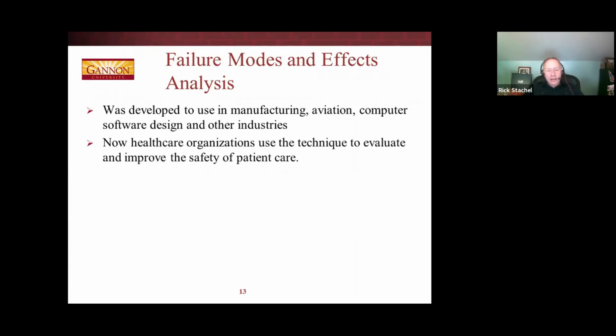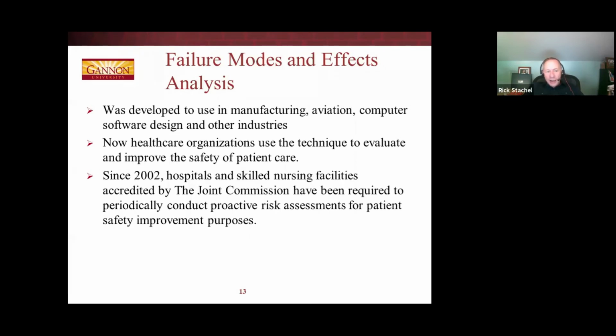Now, healthcare organizations use the technique to evaluate and improve the safety of patient care. And since 2002, hospitals and skilled nursing facilities accredited by the Joint Commission have been required to periodically conduct proactive risk assessments for patient safety improvement purposes. So that's why I included this as a continuous process improvement model that you can use, because it's used a lot in healthcare, and the Joint Commission obviously is looking for that.